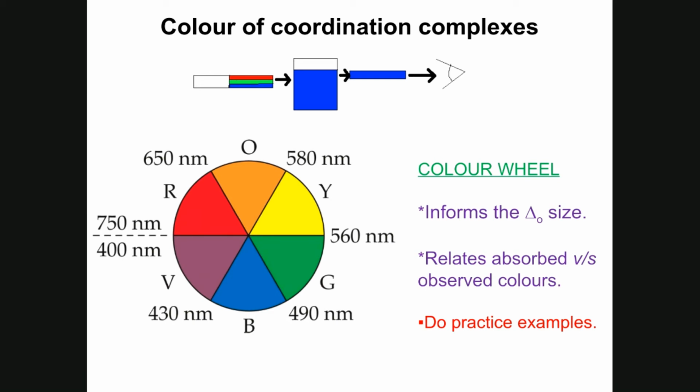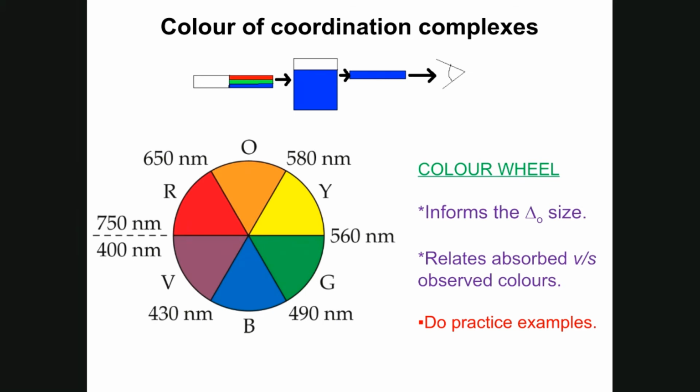So this is what is called the color wheel. The color wheel allows you to predict the color that will be observed if a specific color is absorbed. But it equally gives you a sense of the delta O, the splitting parameter between the T2g and the eg orbitals. Suppose you absorb yellow, which is a long wavelength; you leave frequencies that are more energetic, so you see violet.